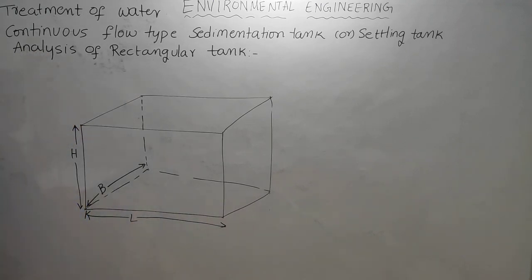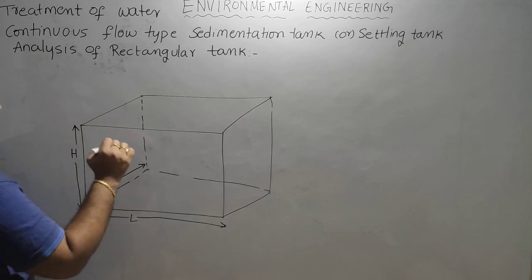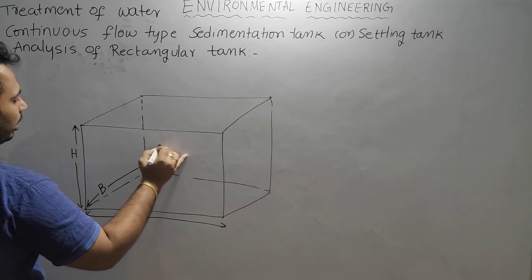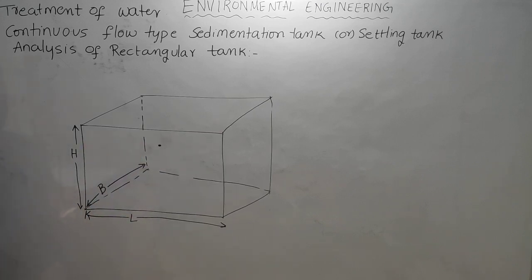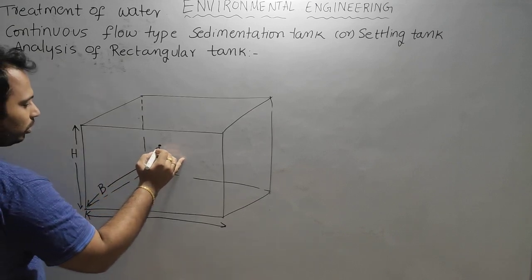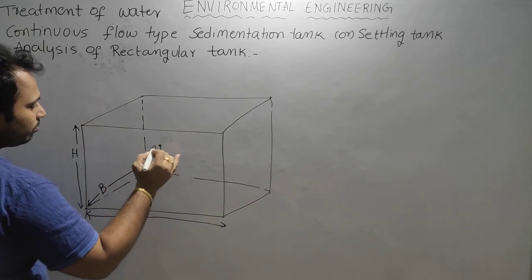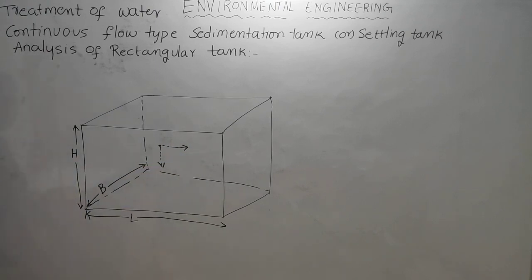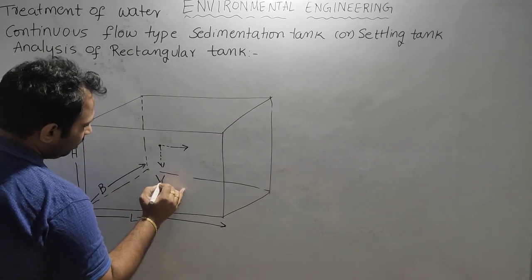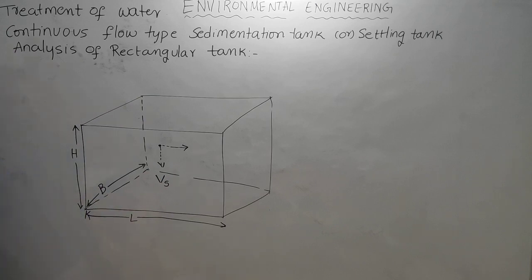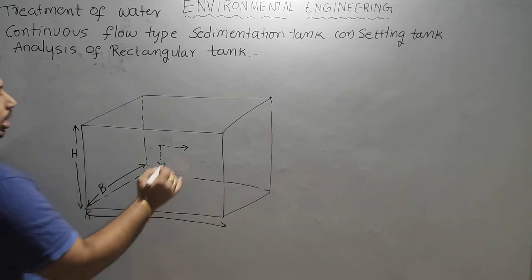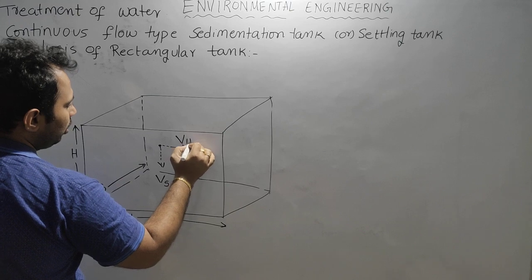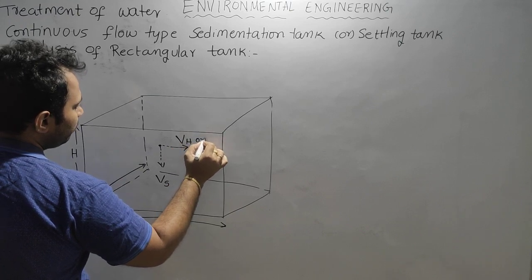If we take any particle anywhere inside, I have taken a small particle here. On this particle, there will be one velocity which is acting downwards and one velocity which is acting horizontally. The vertical velocity which is acting downward is called Vs. And the velocity which is acting horizontally is called Vh or Vf.